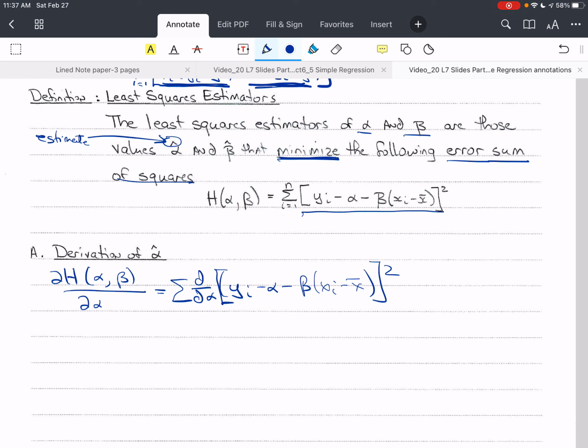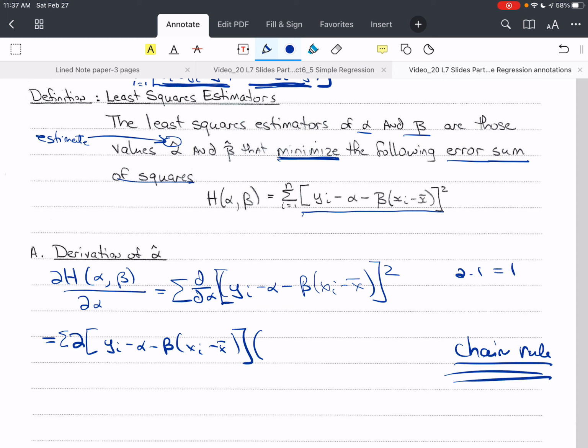I can't take it inside the square, though. I cannot do that. So this is equal to the sum of 2 times yi minus alpha minus beta times xi minus x bar. And then I reduce the exponent by 1. 2 minus 1 equals 1. Well, anything to the 1 power is just itself. But now don't forget the chain rule, or else you're going to get garbage.